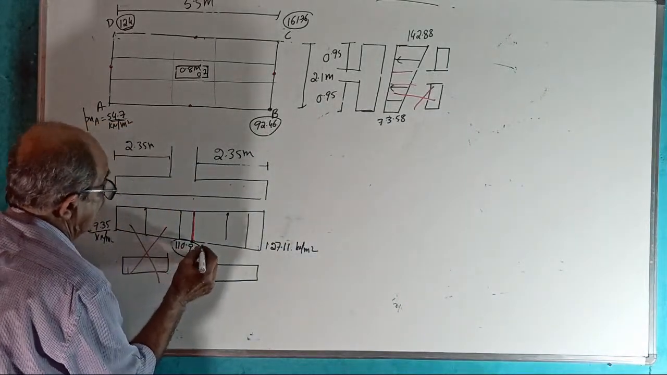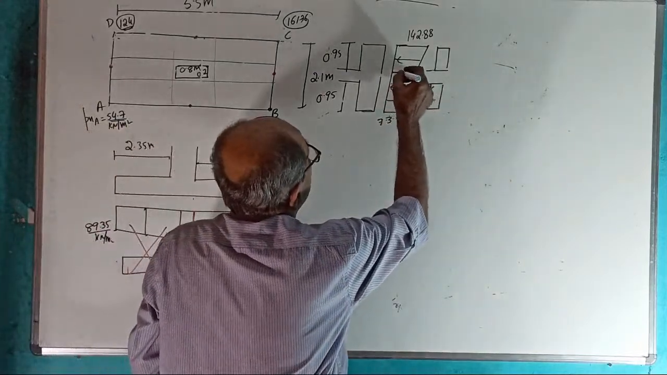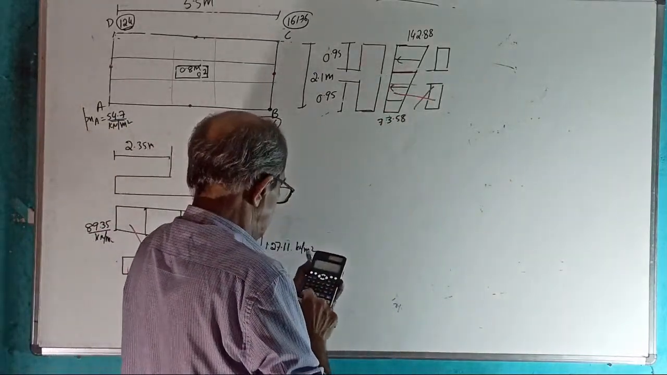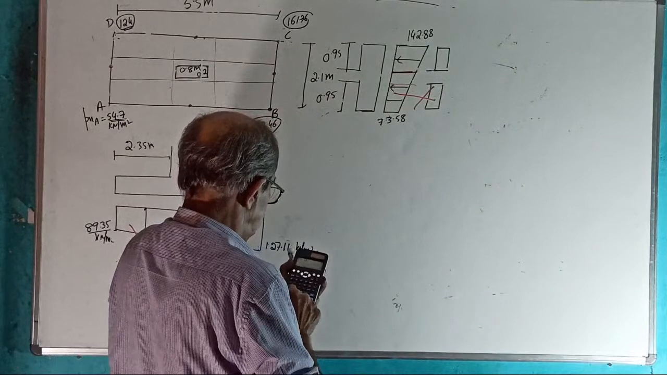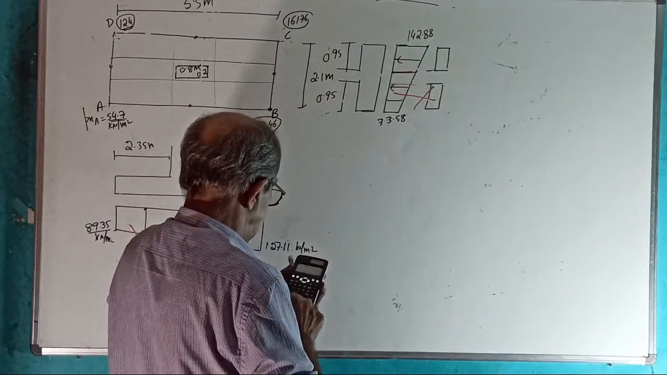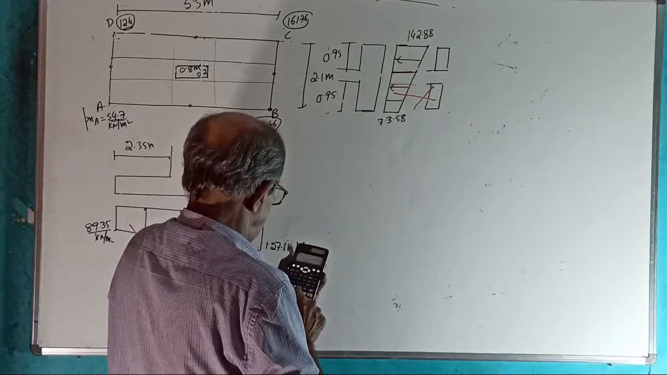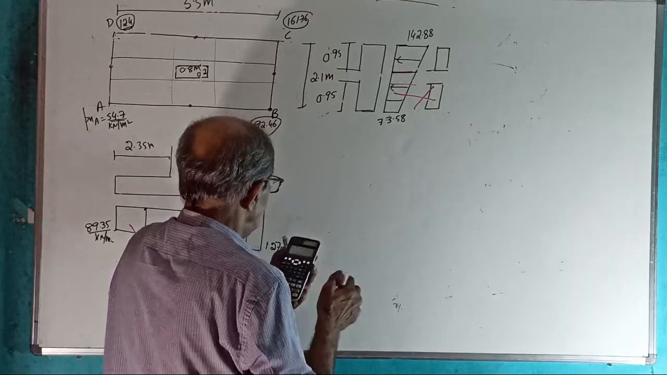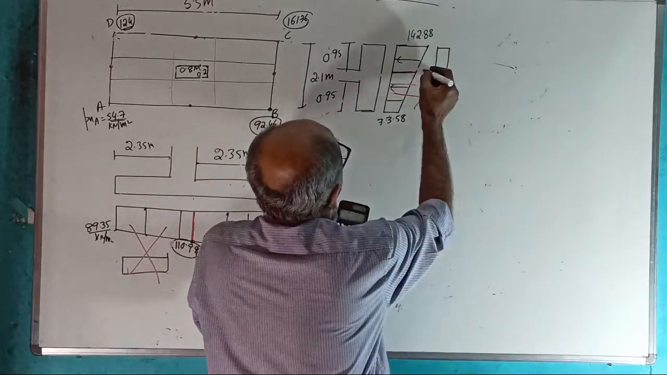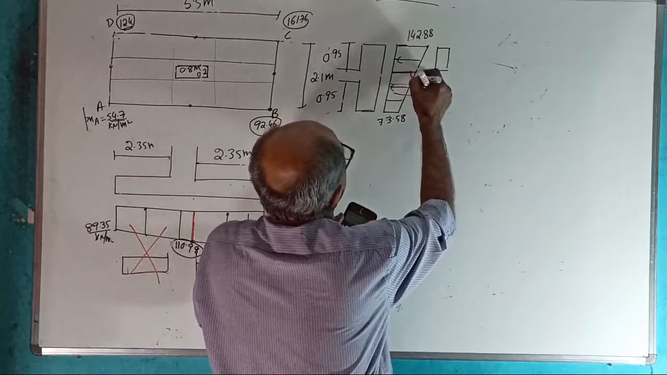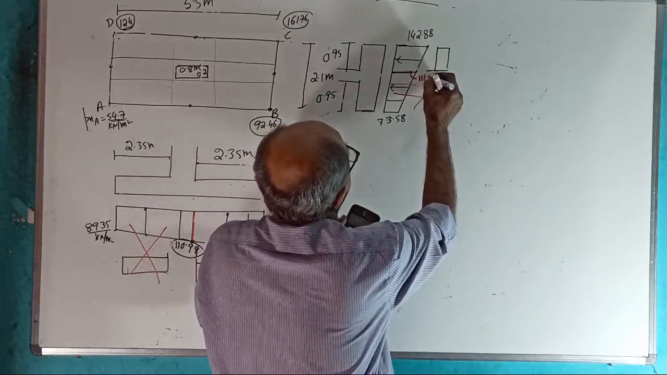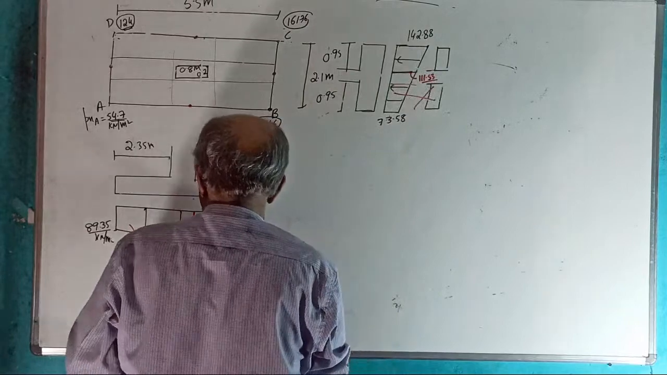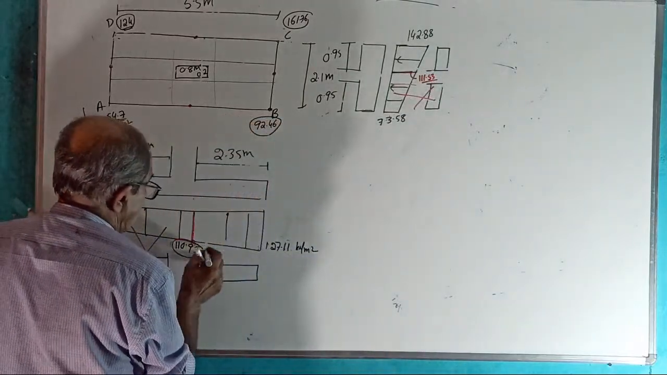110.98 is the pressure here. And this pressure is 111.53. This pressure is 111.53 by interpolation. This is by interpolation. Correct?